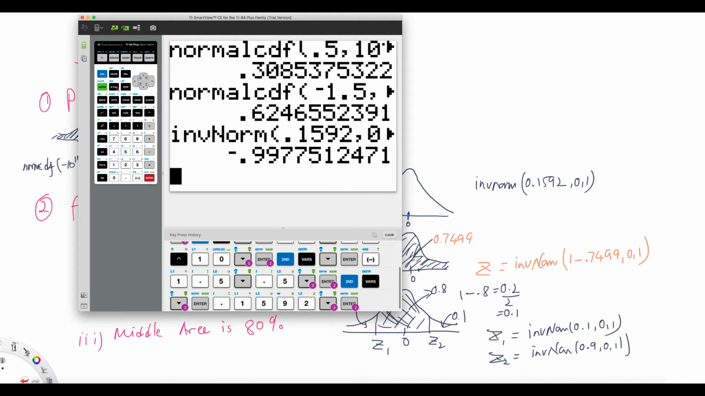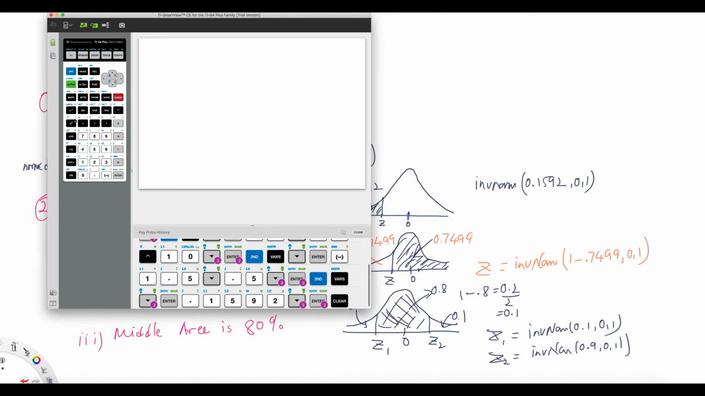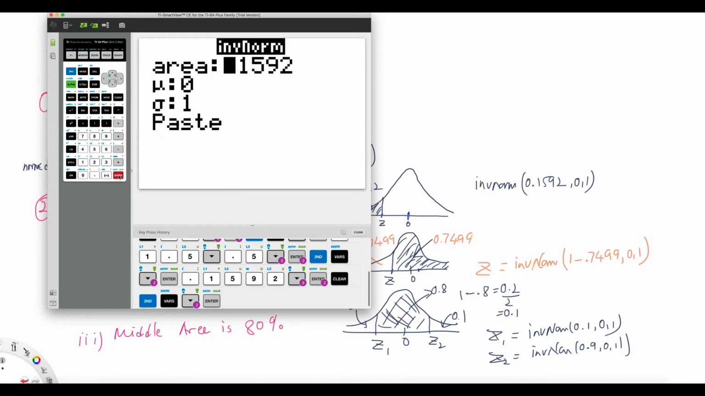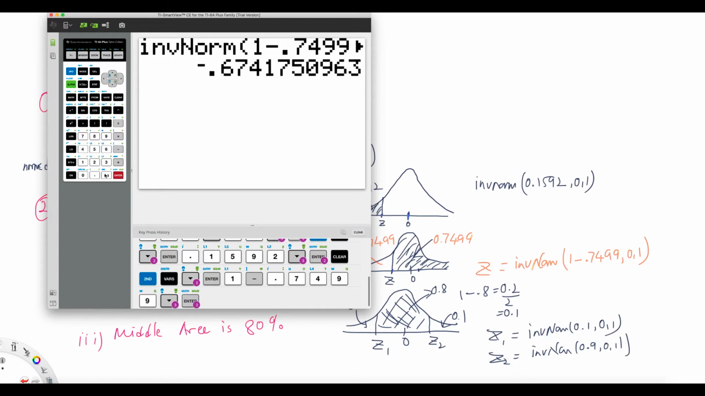Now let's do the second one. The second one has inverse norm 1 minus that, right? Because you need to enter the left area. That's why you subtract it from 1. So second, DISTR, and go to inverse norm, because you are finding the G values, and then do 1 minus 0.7499, okay? And then mu is 0, sigma is 1, then paste, hit enter. You get negative 0.6741. That's the answer for that, okay?